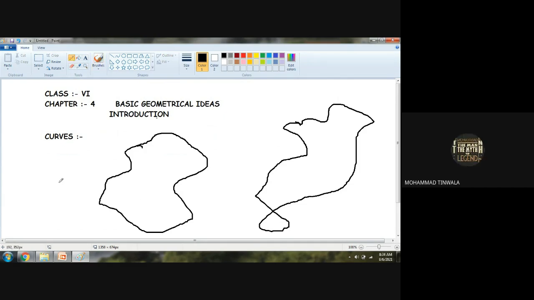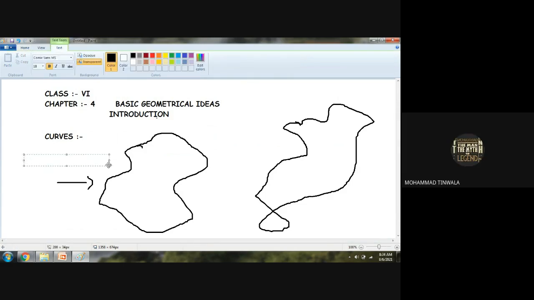Now this is said to be... What figure is this? A cow? Cow is there, but what figure is this? A simple figure. What is it said to be? A simple figure, or we can say a plain figure. Okay. And this is said to be?